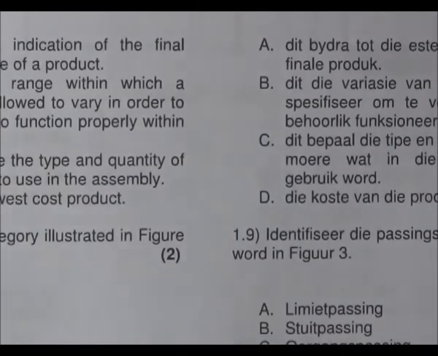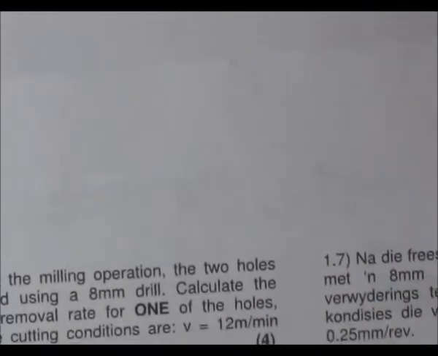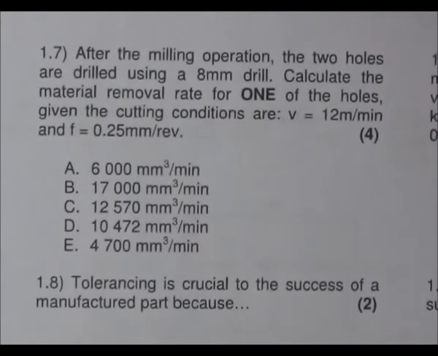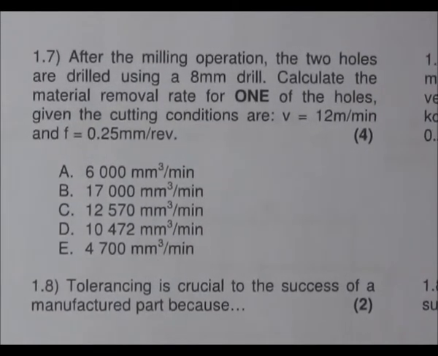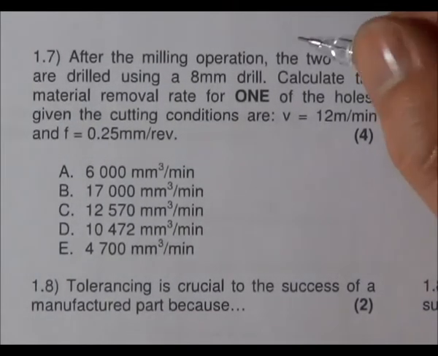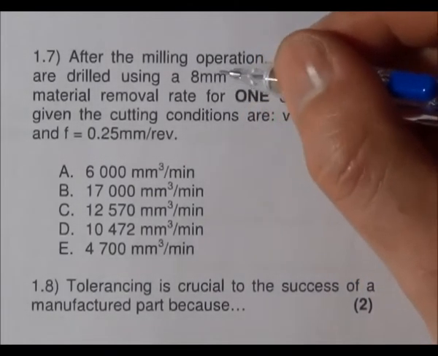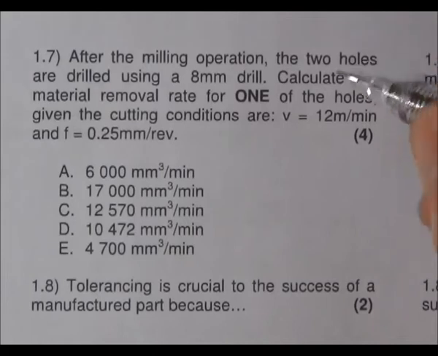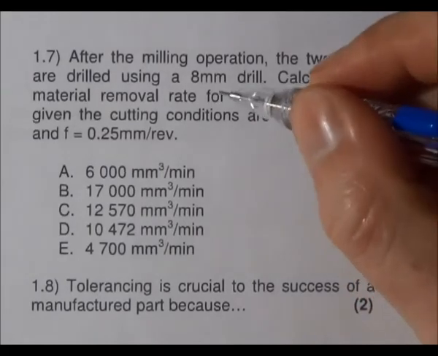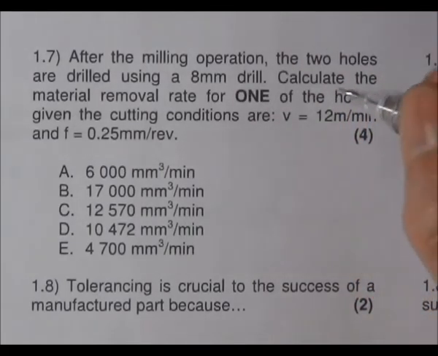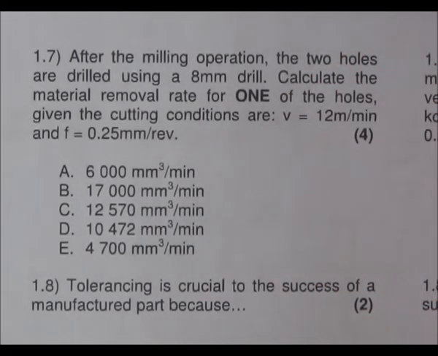Question 1.7. After the milling operation, 2 holes are drilled using a 8 mm drill. Calculate the material removal rate for one of the holes, given the cutting conditions are V equal to 12 meters per minute and F equal to 0.25 millimeters per revolution.